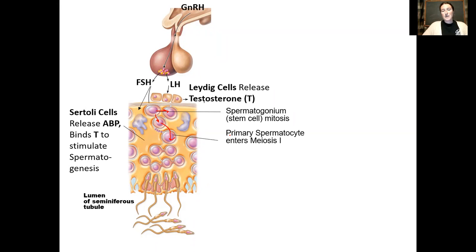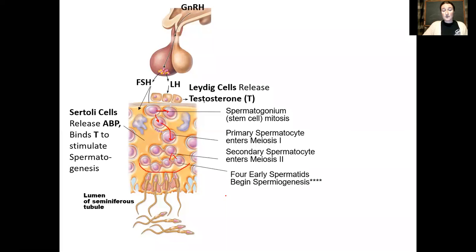The type B daughter cell becomes a primary spermatocyte. It completes meiosis 1, producing two genetically unique secondary spermatocytes, which themselves enter into meiosis 2. Each one of these daughter cells is going to produce two, again, genetically unique daughter cells itself. Ultimately, one primary spermatocyte produces 4 of these early spermatids. They are genetically sperm, but they are not functionally sperm yet. These early spermatids then begin spermiogenesis, which is essentially making them into functional sperm.